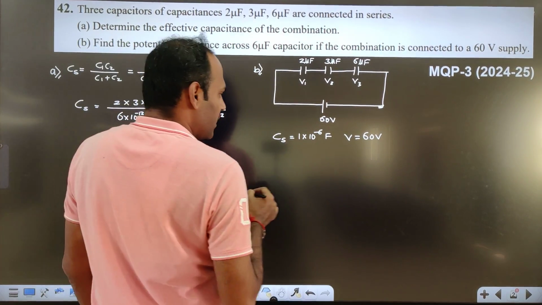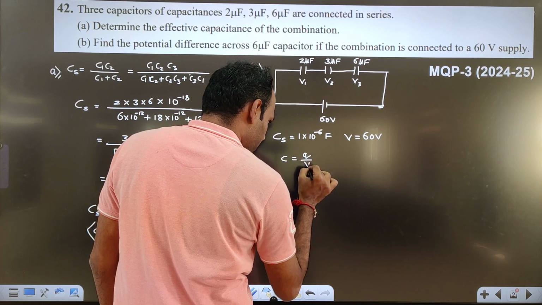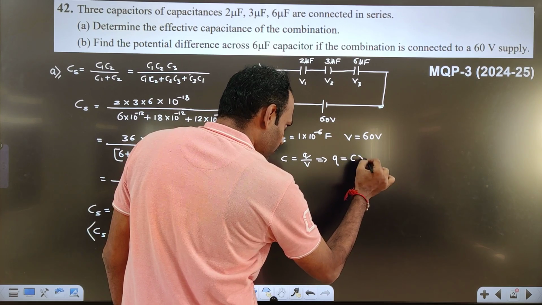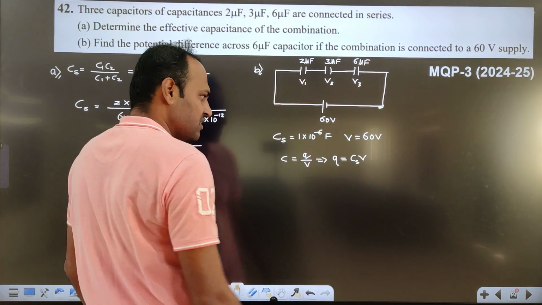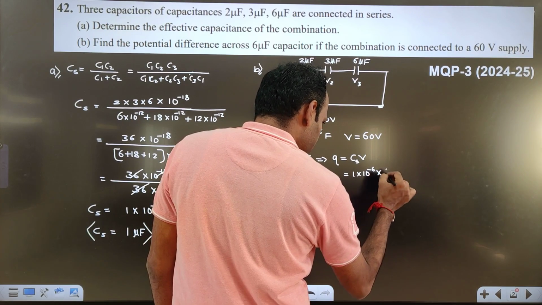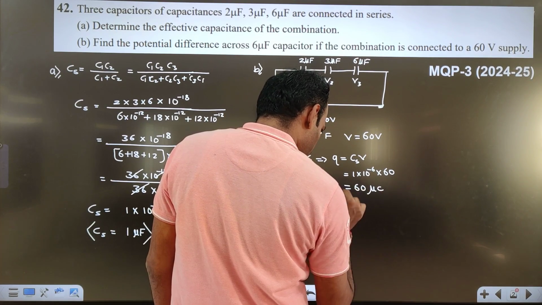Correct? Now we can calculate the total charge here. We know very well C is equal to Q divided by V. Correct? Then Q will be equal to C into V. Here I will take effective capacitance. So effective capacitance is 1 into 10 to the power minus 6. Voltage is 60 volts. So I will get it as 60 microcoulomb, right?